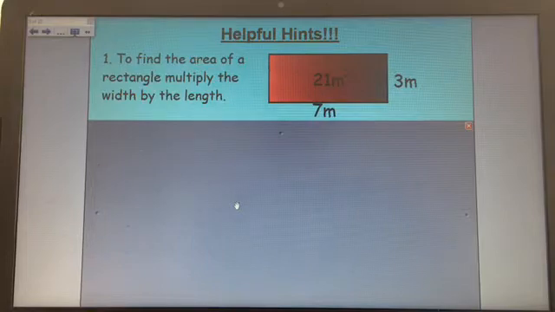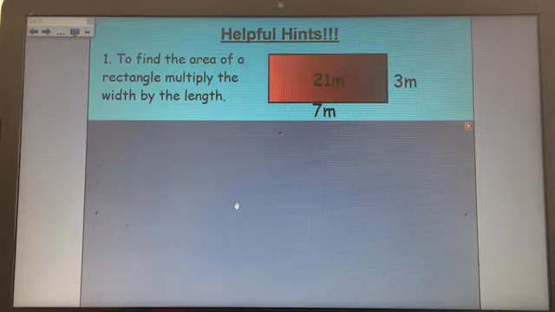So hopefully you've worked out that for the perimeter of this rectangle, you'd have to do 3 plus 7. Then on the other side, there's another 7, another 3. If you add them all together, it would make 20 meters. So you don't do meters squared for perimeter. You just do the unit of measure without the squared bit.